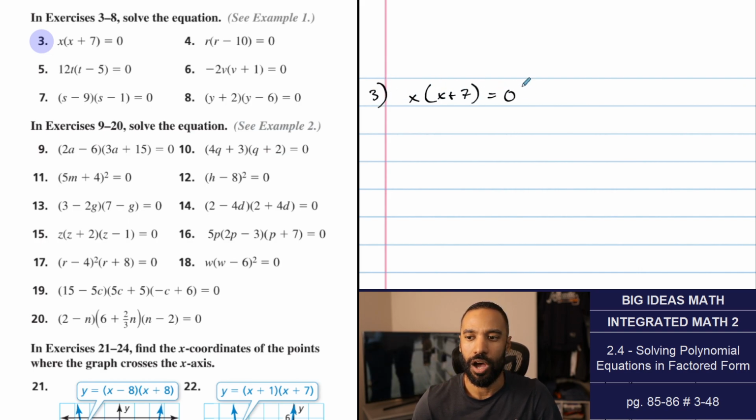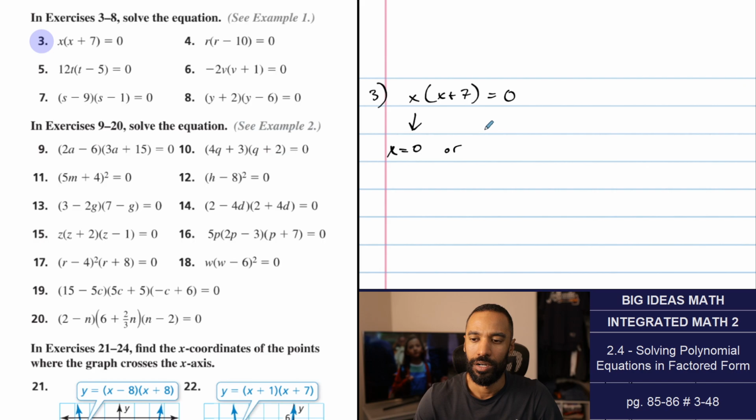This is factored. All of the problems that start with this are factored. In factored form, this is what we want. We don't want to distribute. We want this product. Either x equals 0 or x + 7 equals 0. Now x equals 0 is one of your solutions.